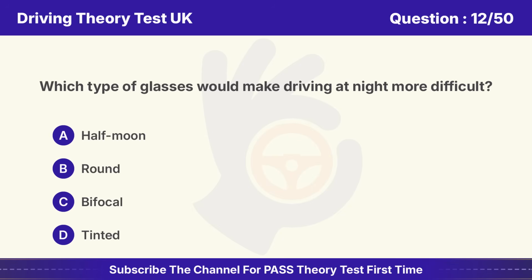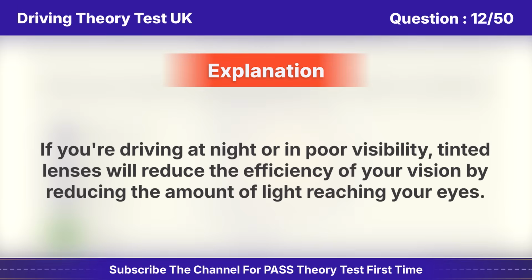Question 12. Which type of glasses would make driving at night more difficult? Option A. Half moon. B. Round. C. Bifocal. D. Tinted. Answer is D. Tinted. If you're driving at night or in poor visibility, tinted lenses will reduce the efficiency of your vision by reducing the amount of light reaching your eyes.